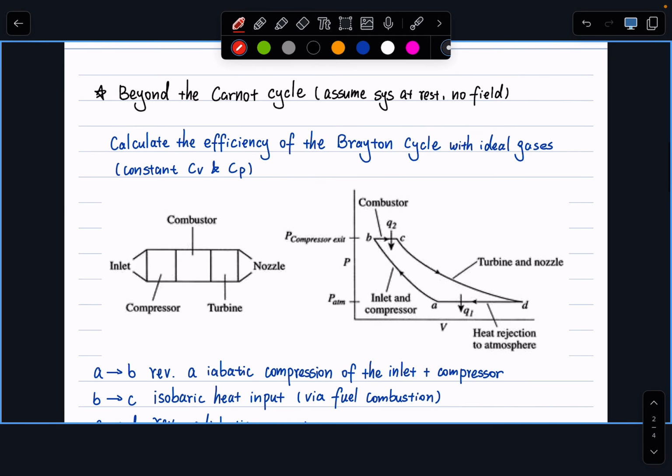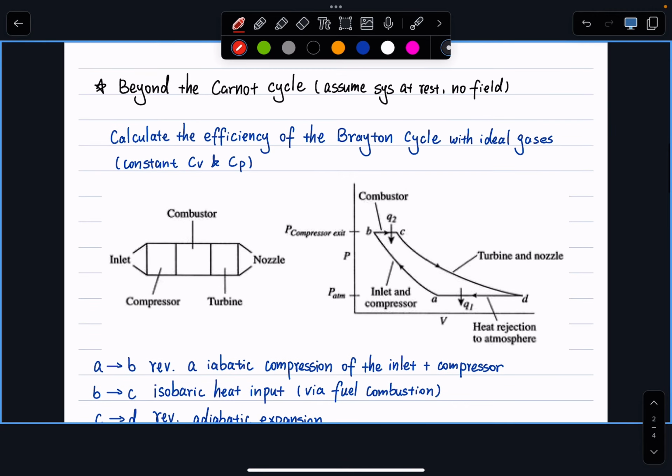This one, I'll set up the problem with you, and then I'll do it on the board, so we can also work on this together. This problem is trying to illustrate how we can go beyond the Carnot cycle that we defined. Remember, a Carnot cycle is by definition a reversible cycle, consisting of 2 isothermal processes and 2 adiabatic processes.